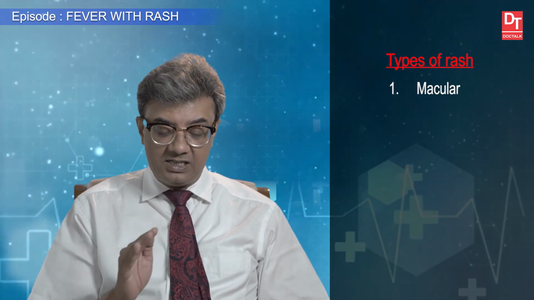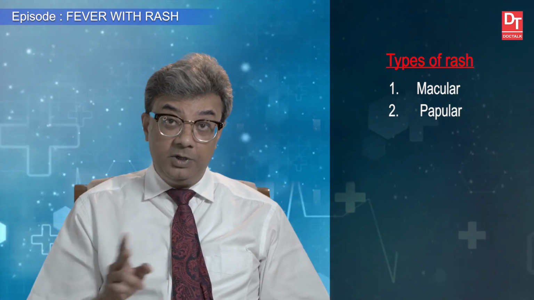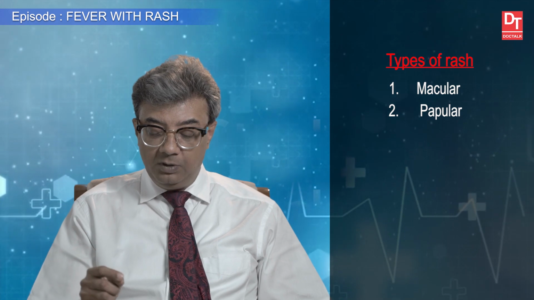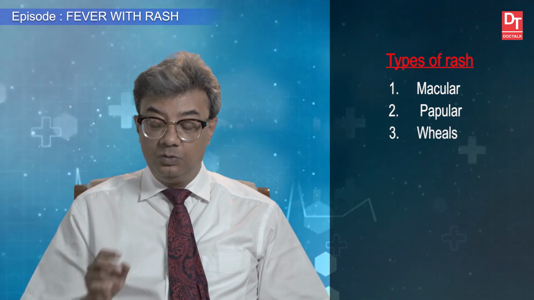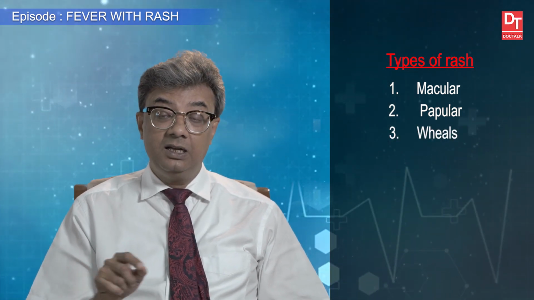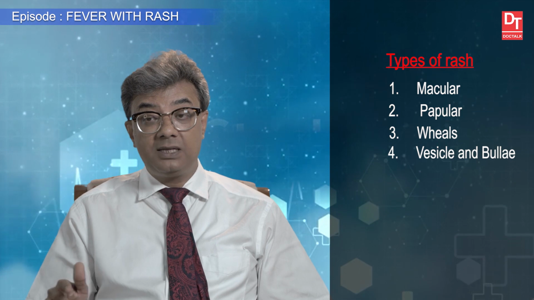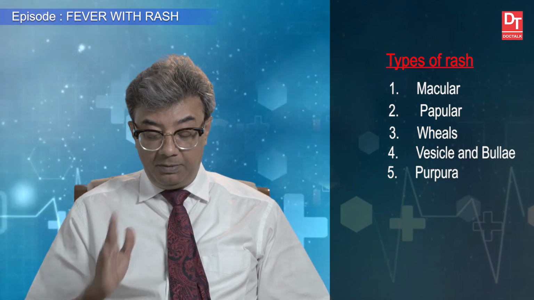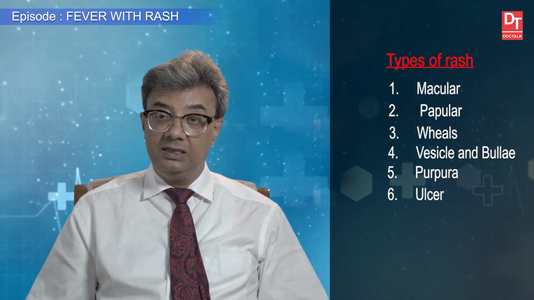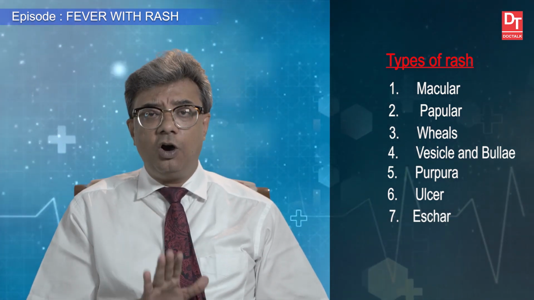So, if we summarize types of rash, that is macular, papular. Papular may be of two types, one is papule, another is nodule, and also plaques. Wheals may be of two types, classic urticaria and non-classic wheal. Then vesicle, bulla, plus or minus pustule, purpura, non-palpable and palpable, ulcer and eschar. So, these are different types of rashes.